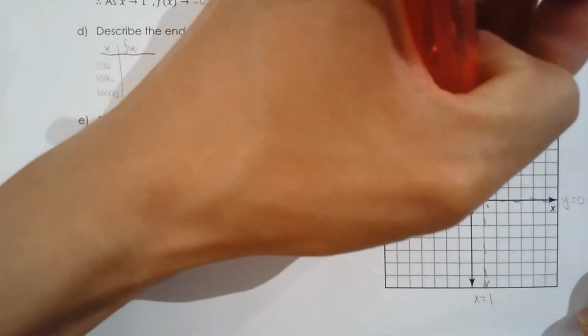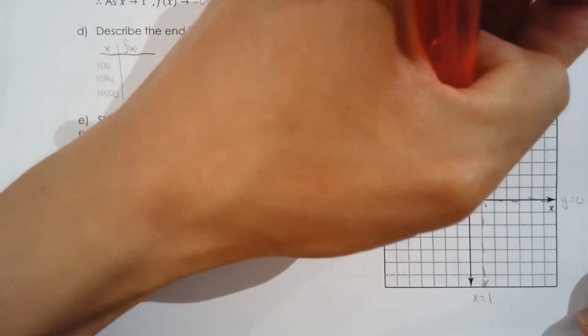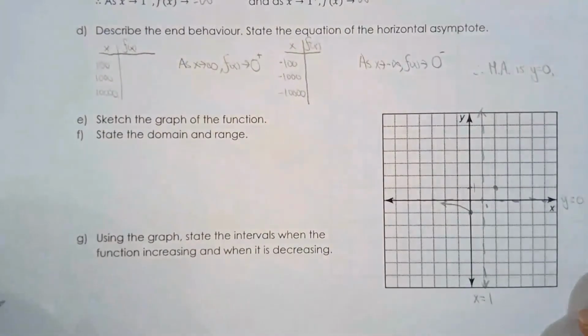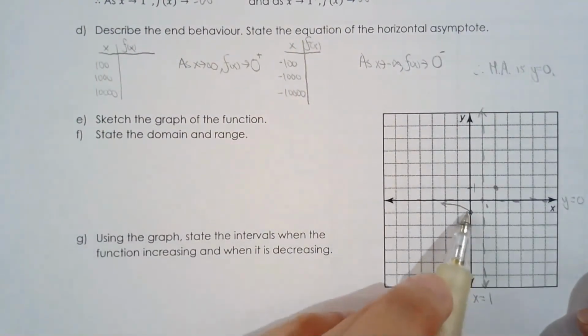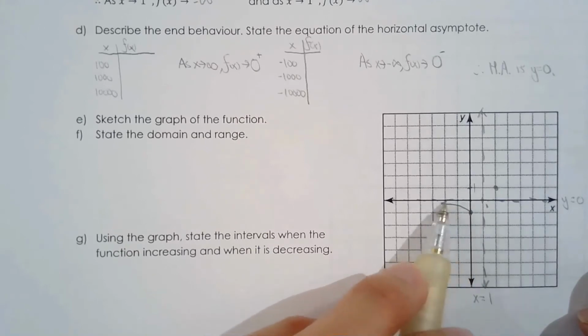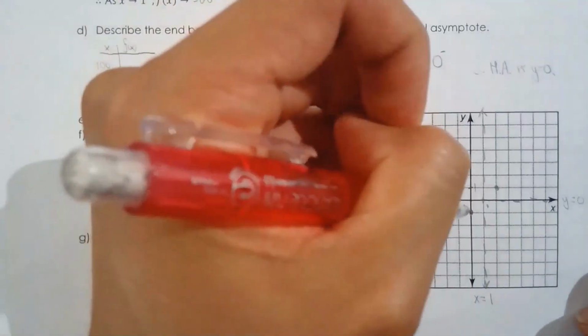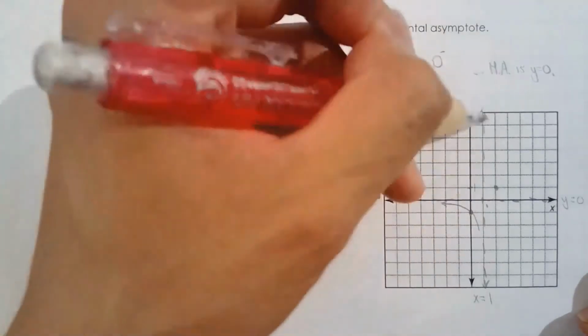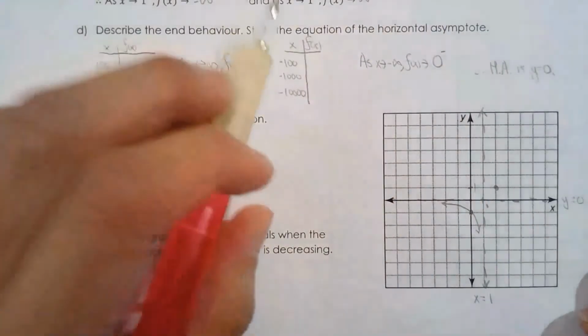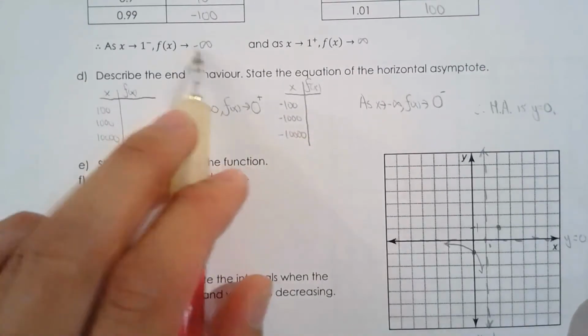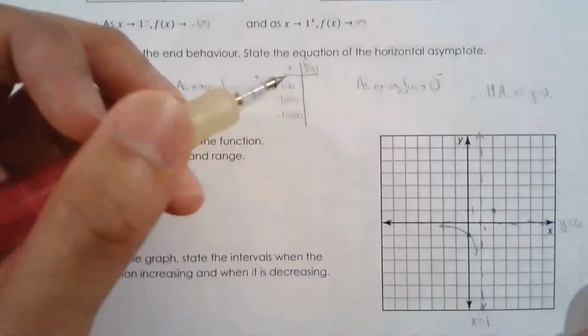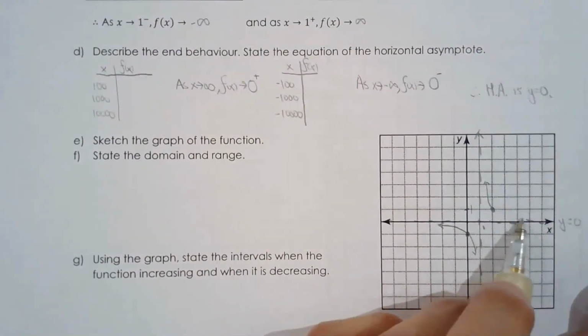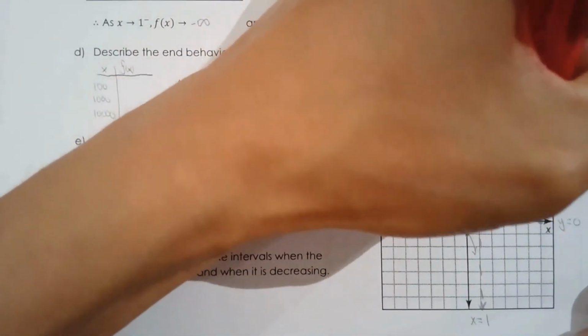So it's approaching. As x approaches -infinity, f of x approaches 0 from below. See, that's why it makes sense. 0 from below, right? And then, as I approach this vertical asymptote from the left-hand side, if you look up top, what did it say? -infinity. Beautiful. And the right-hand side is positive infinity. And the end behavior, as x approaches infinity, f of x approaches 0 from above. Beautiful.